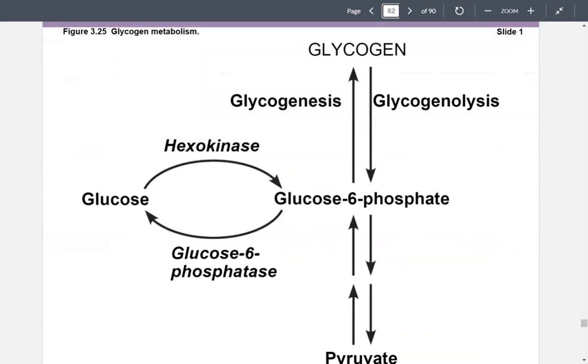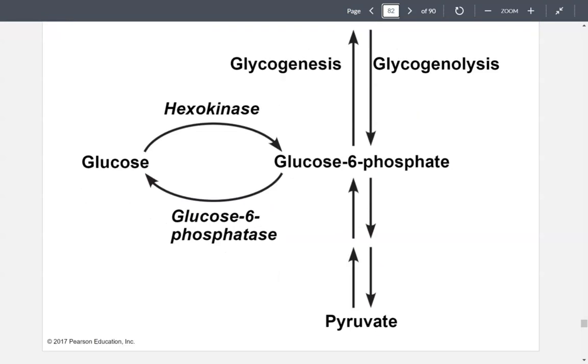You might be thinking about how we store glucose. It gets stored in the form of glycogen. And simply this, we use hexokinase to convert it into glucose 6-phosphate, which can then go into the glycolysis and become pyruvate. Glucose 6-phosphate, which is one of the intermediate steps in the glycolysis cycle, can be converted into glucose using glucose 6-phosphatase, but it can also become glycogen.